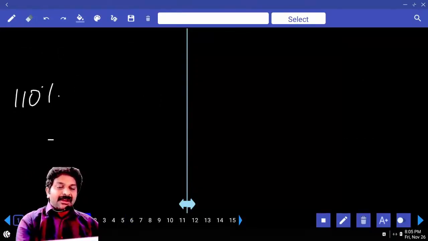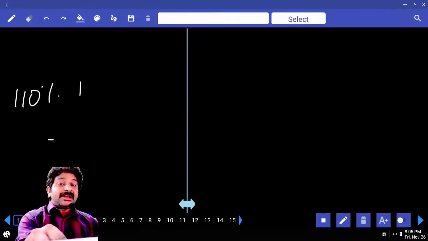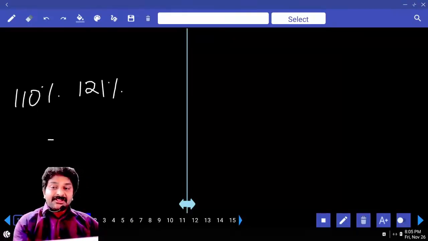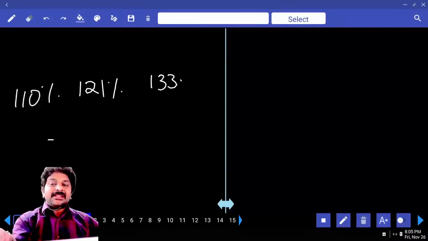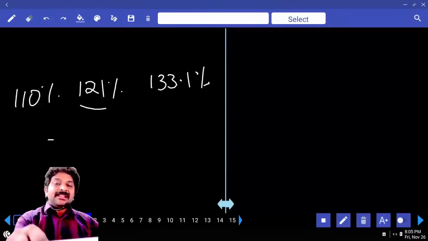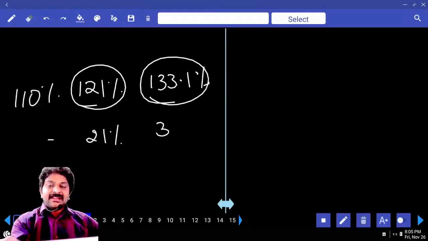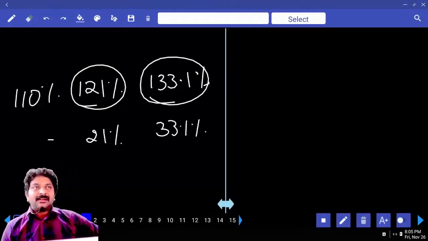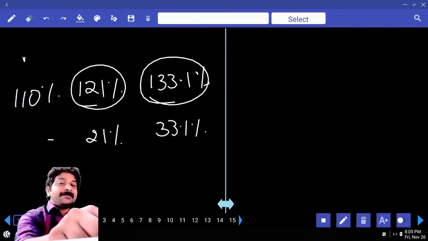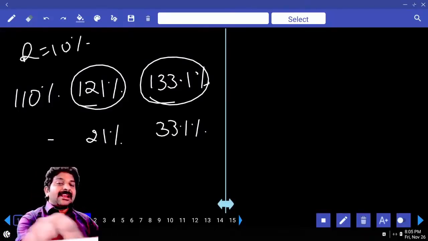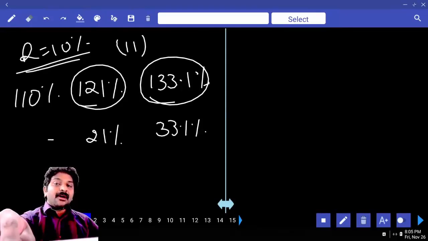10%. Amount after 1 year. Amount after 2 years? Amount after 3 years? 133.1%. Then how much interest is here? 21. How much interest is here? 33.1. If the rate of interest is 10%, we calculated powers of 11.